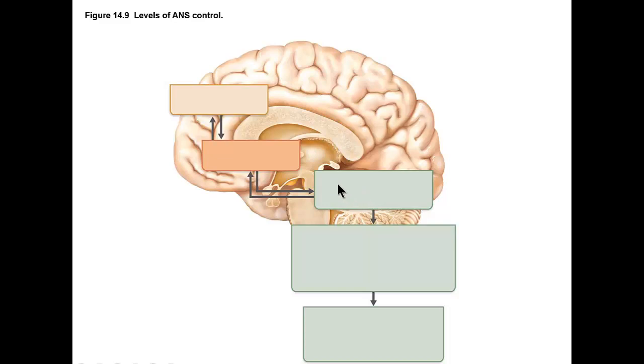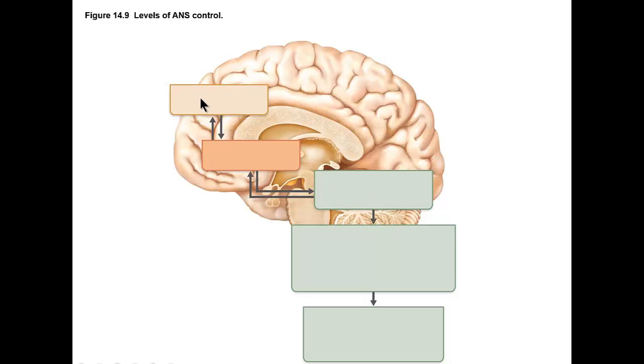Hypothalamus. Yes, it does. Temperature receptors, for looking at what is our set point. You know, 98.6 is ideal, but we can vary a little bit on either side of that and still be normal. So it's like our thermostat for the body.